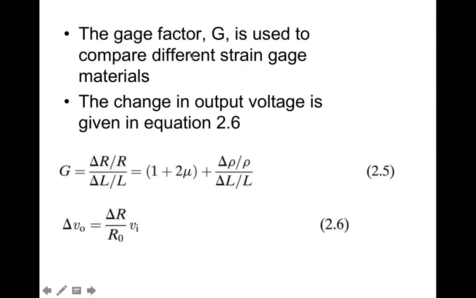So in order to just compare different kinds of strain gauge materials, we use a gauge factor, G, and that's just kind of done in the industry to compare materials. Basically, the change in output voltage is given by equation 2.6, but the gauge factor is delta R over R divided by delta L over L. And so you see this term, which is a property of the material, and then you see this term, which is a property of the piezoresistive changes as well as the changes in length. So the change in the output voltage can be written as delta R over R naught times the change in the input voltage.